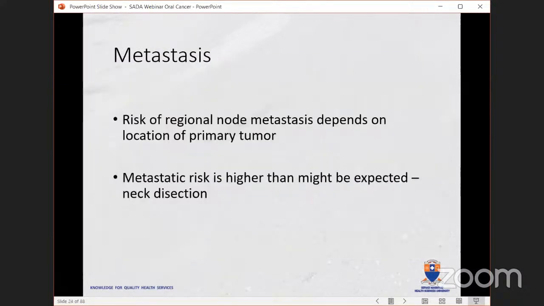The risk of regional lymph node metastases in head and neck cancer is directly conditioned by the location of the primary tumor, its size, as well as its depth, and of course, other histopathologic features. Each tumor is quite unique. Oral squamous cell carcinoma of the tongue, the floor of the mouth, and mandibular gingiva has a strong tendency to produce neck metastases, and the metastatic risk is higher than might be expected. And elective neck dissection surgery is recommended for many cases.